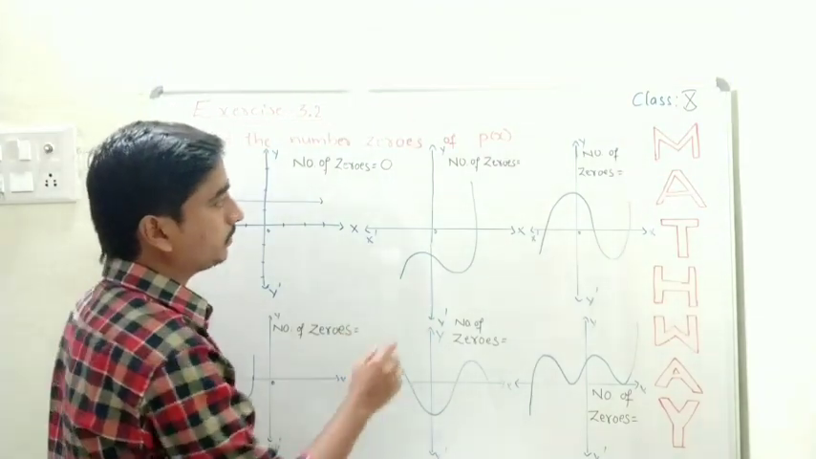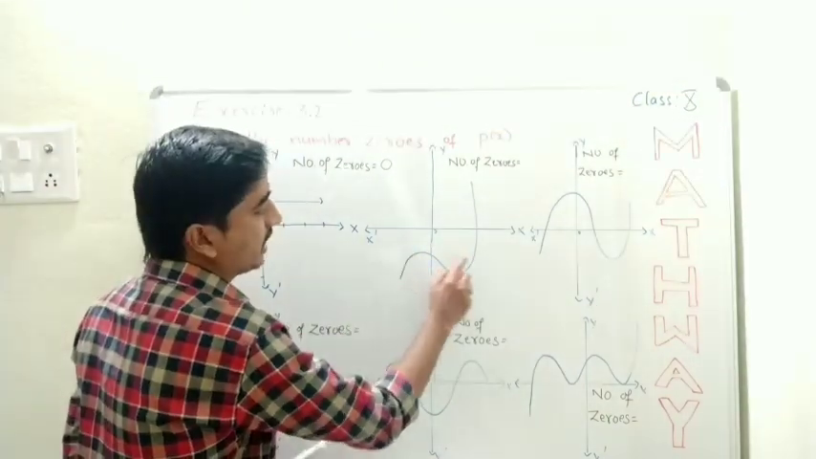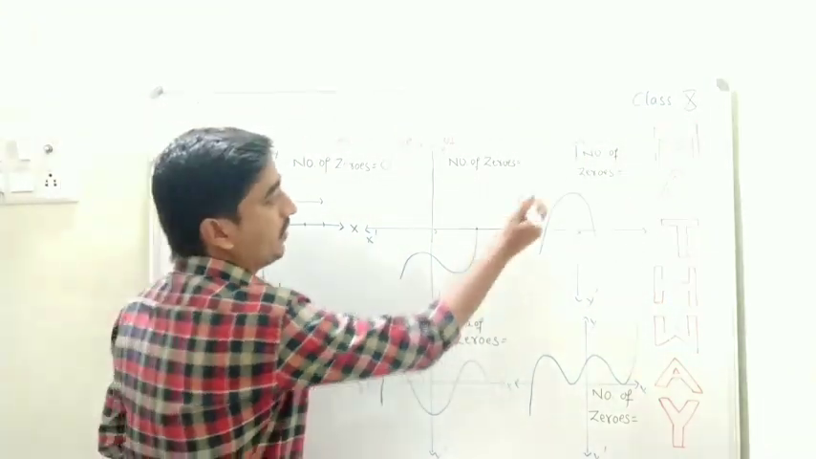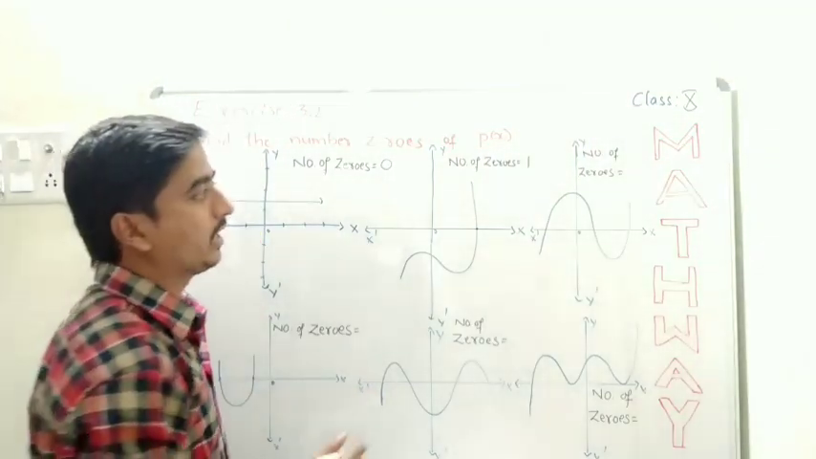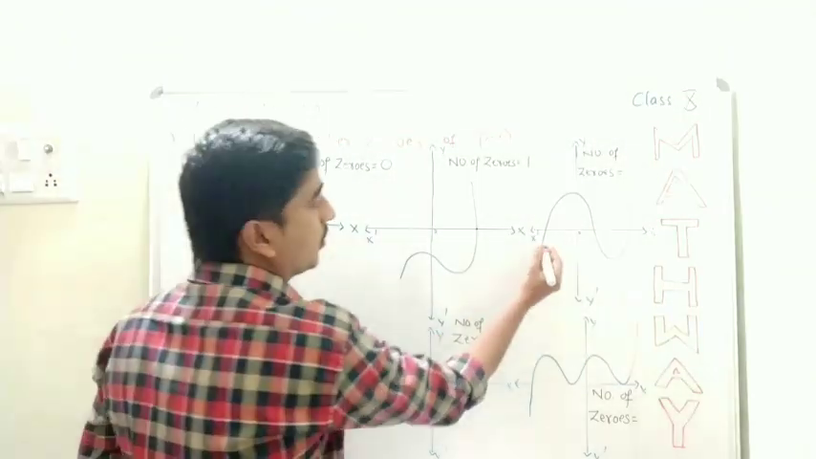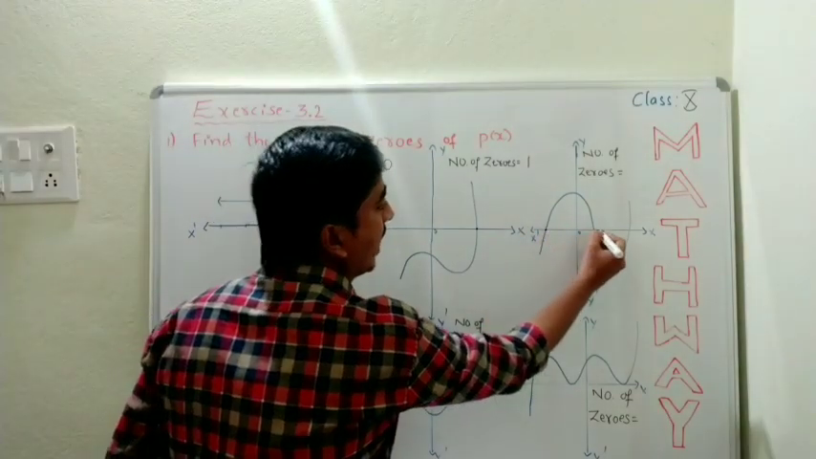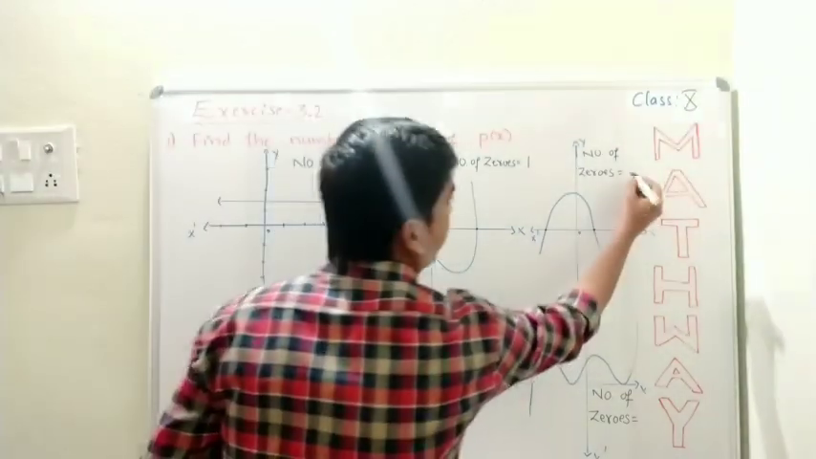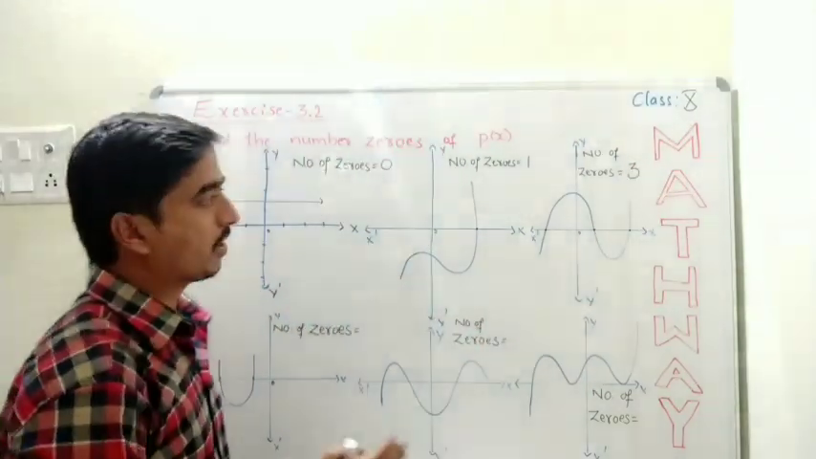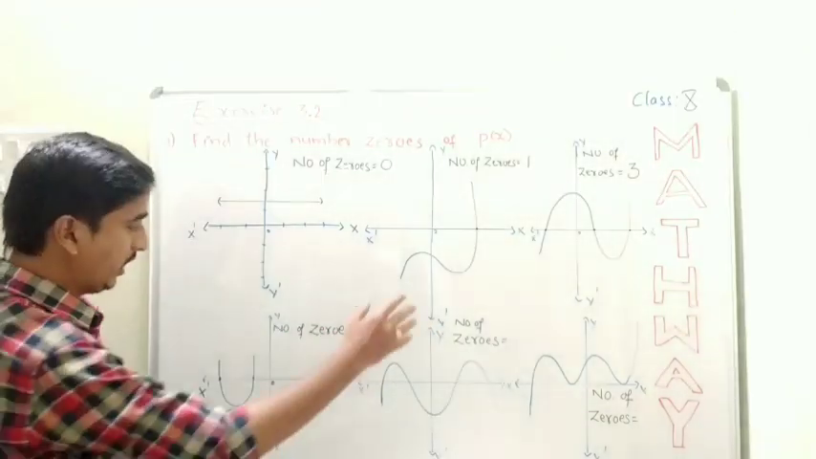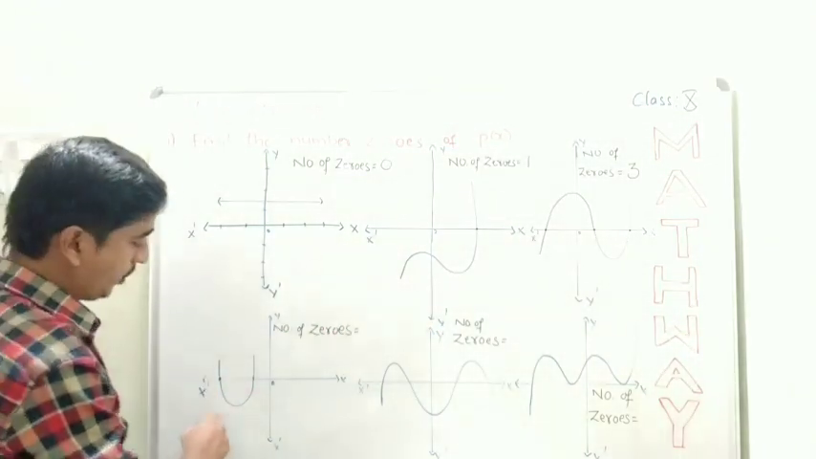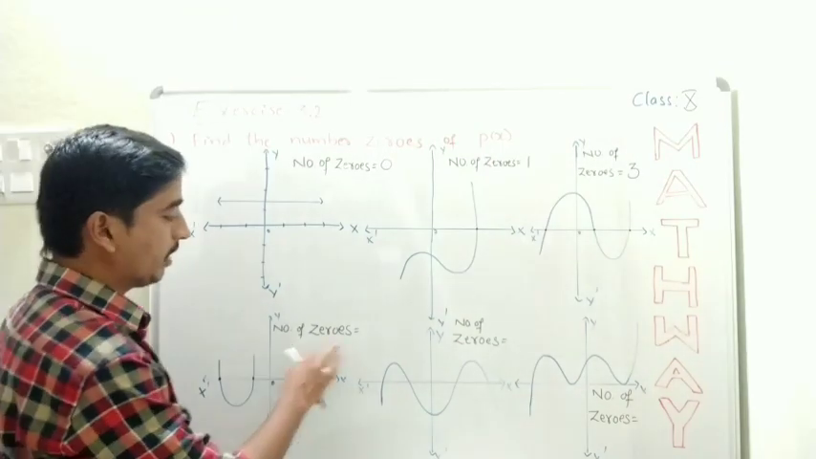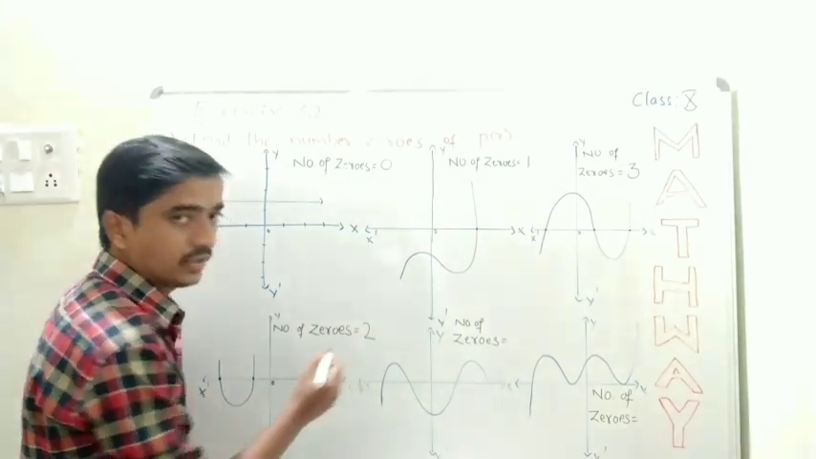If you see the second one, the graph is intersecting the x-axis at one point, so the number of zeros for the graph is 1. In the third figure, the intersecting points of the graph on the x-axis are 3, so the number of zeros for this polynomial is 3. For the fourth figure, the U-shaped parabola, the intersecting points on the x-axis are 2. That's why the number of zeros of this polynomial is 2.